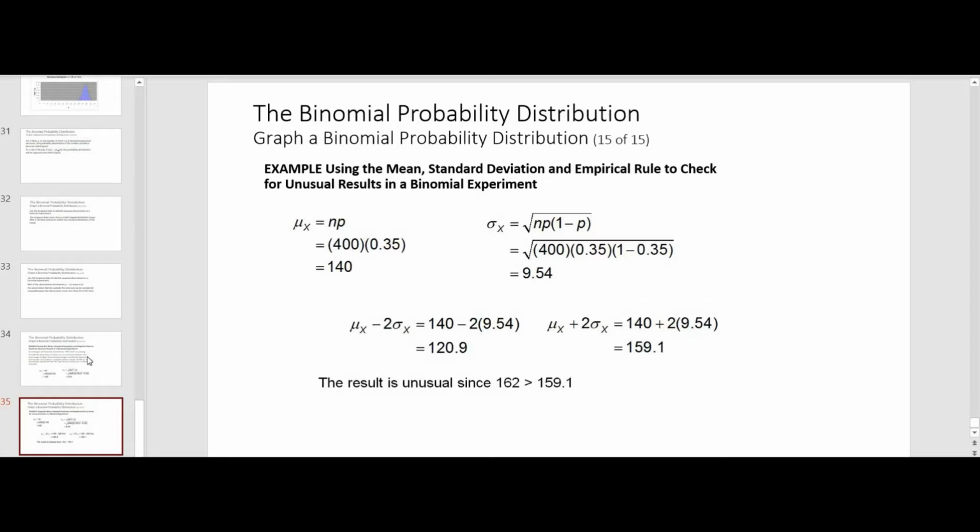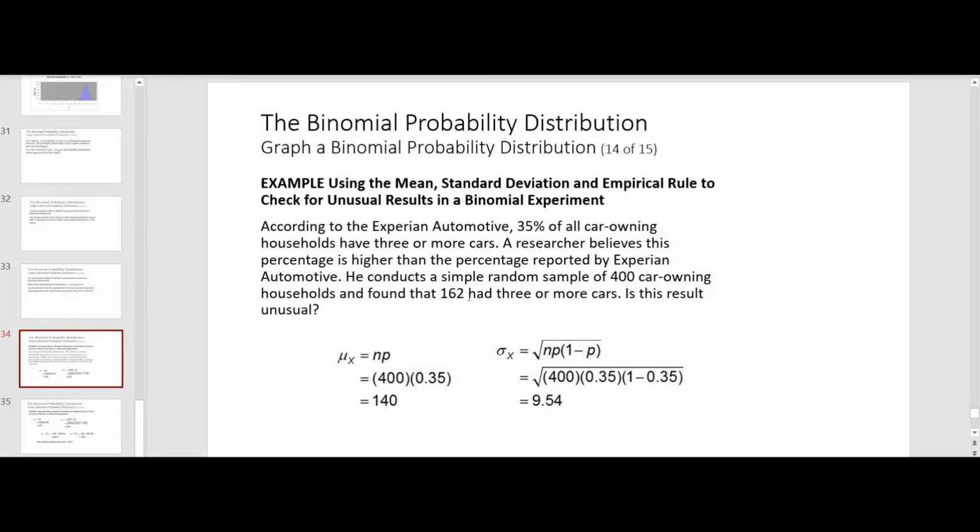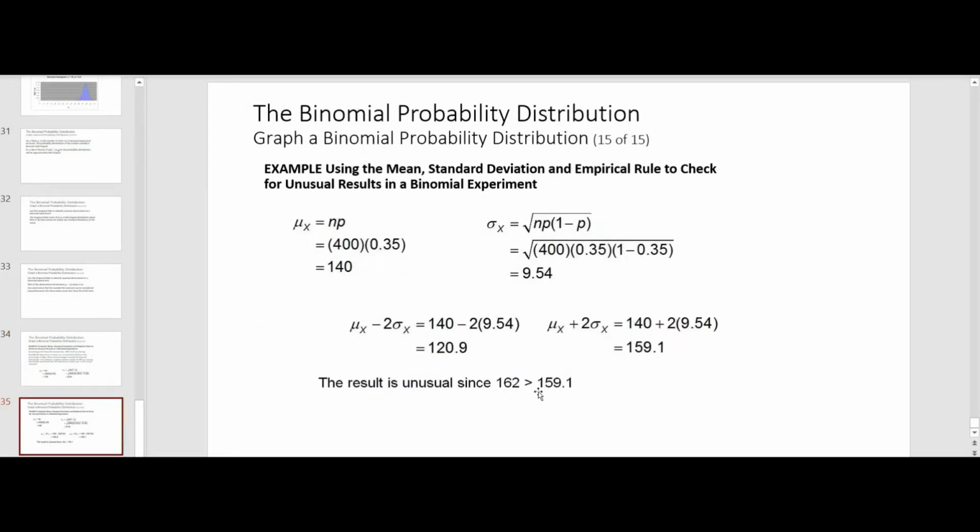So the result that the researcher got in the experiment is considered unusual because it is beyond the, you could say, upper limit or the upper fence of the data. It's in the 5% instead of in the 95% of the data.